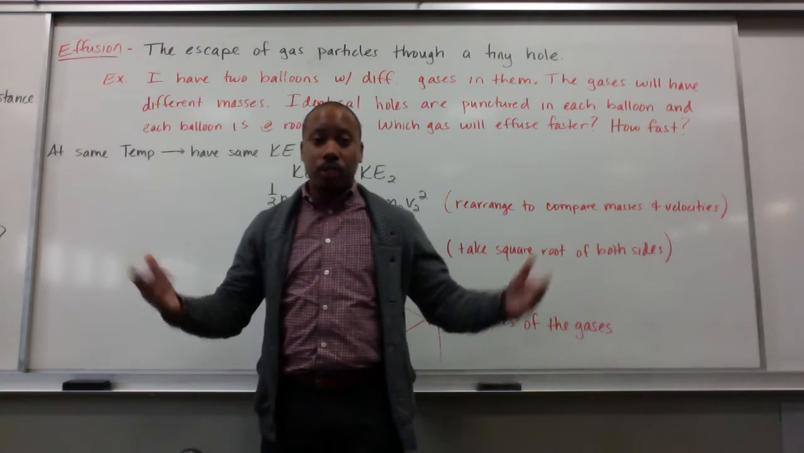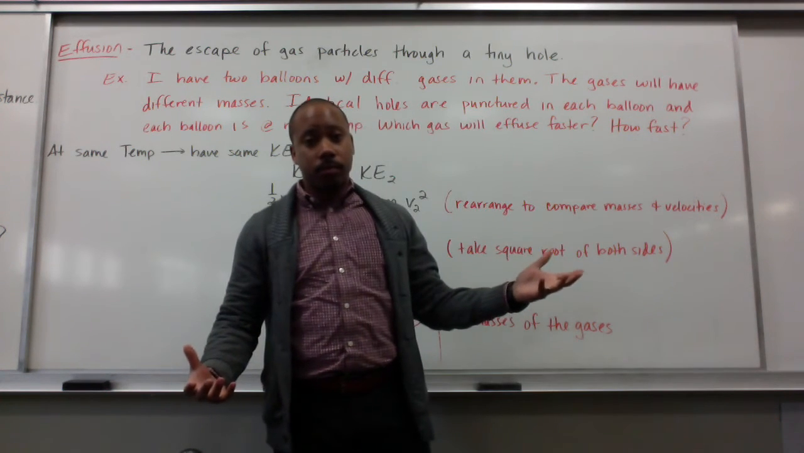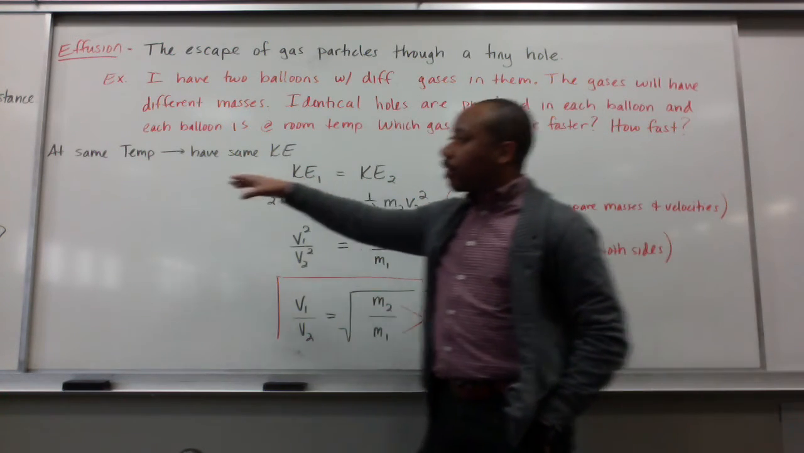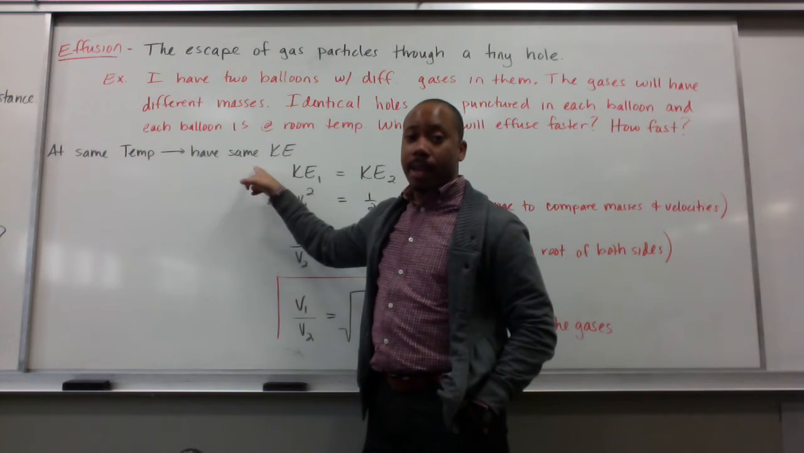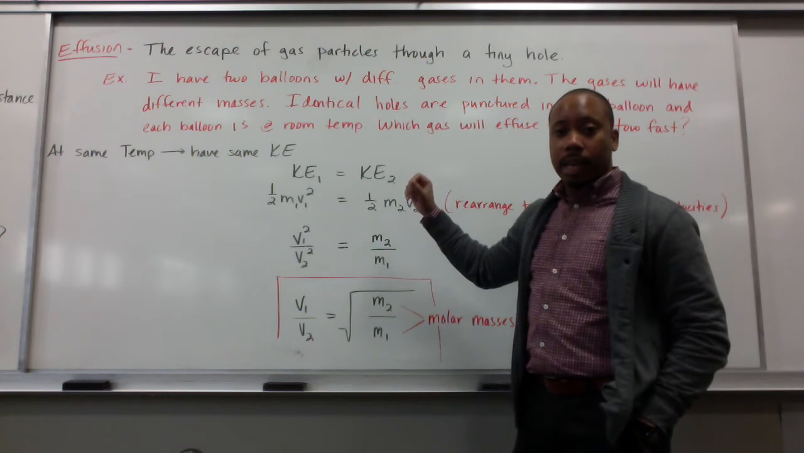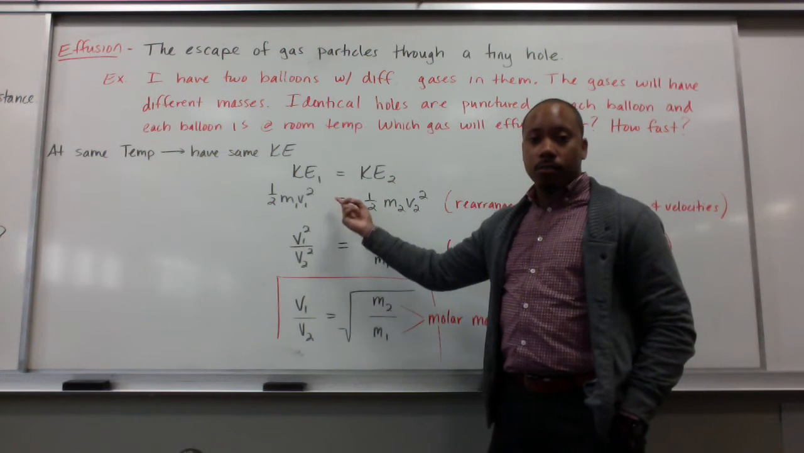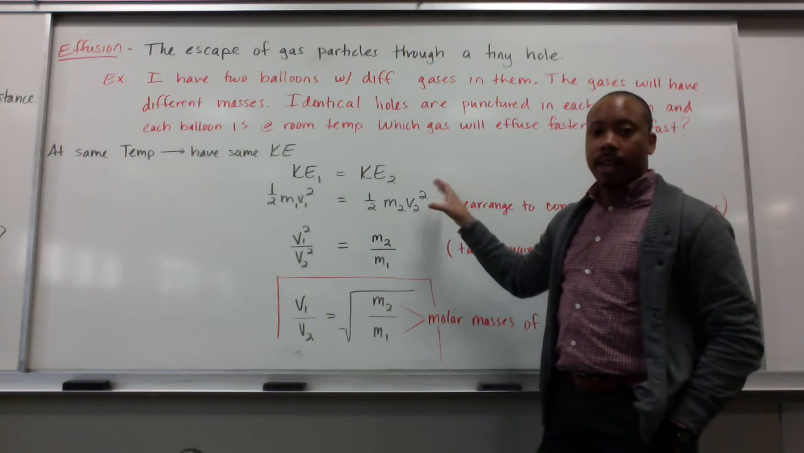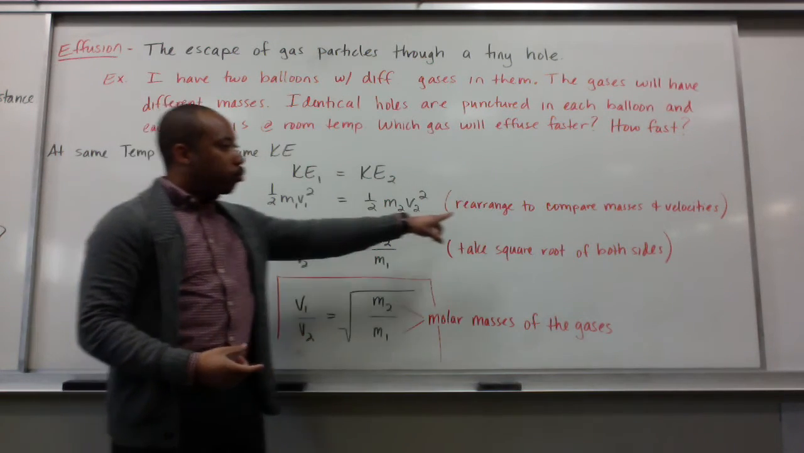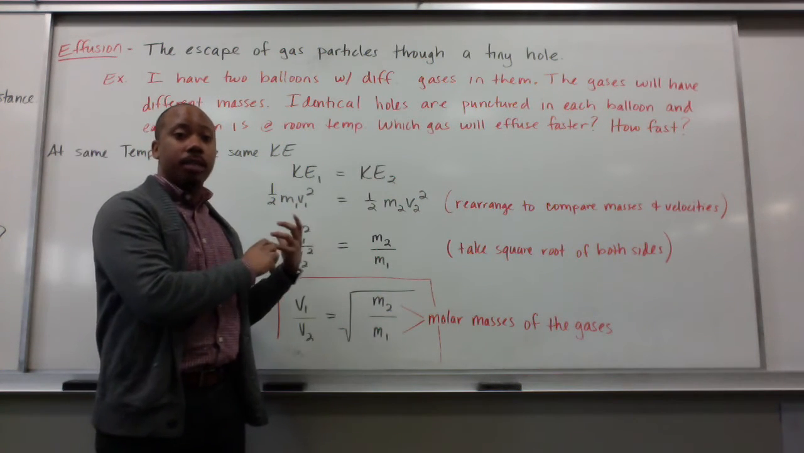But now, second question, how fast? Now that's a different question. And to that, we look back on our relationship between kinetic energy. So if they're at the same temperature, that means they have the same kinetic energy. KE of the first gas equals KE of the second gas in the second balloon. And again, we have this relationship: 1/2 mv squared of the first substance equals 1/2 mv squared of the second. Now what we're going to do is use a little algebra to our advantage. We're going to rearrange to compare the masses and velocities, meaning get mass and velocity on the same side.